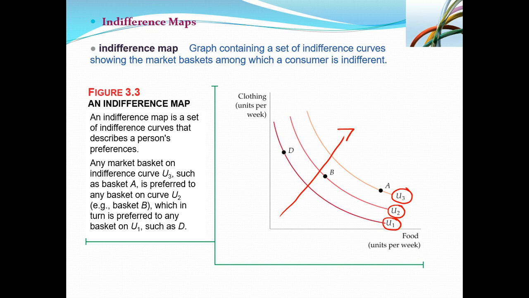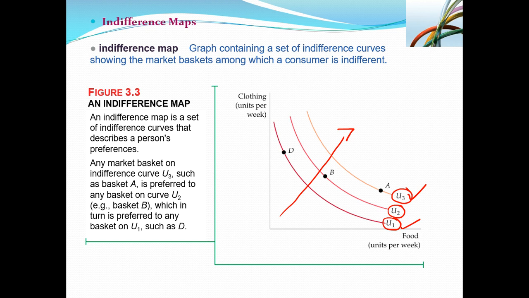Okay, so in this case, if the question was among bundle A, B, and D, which one is least preferred? It's bundle D. Bundle D is least preferred. Which one is more preferred? It's bundle A. Why? Because the consumer is going to derive that high amount of utility from consuming bundle A, and is going to derive this lower amount of utility if he tries to consume at bundle D.